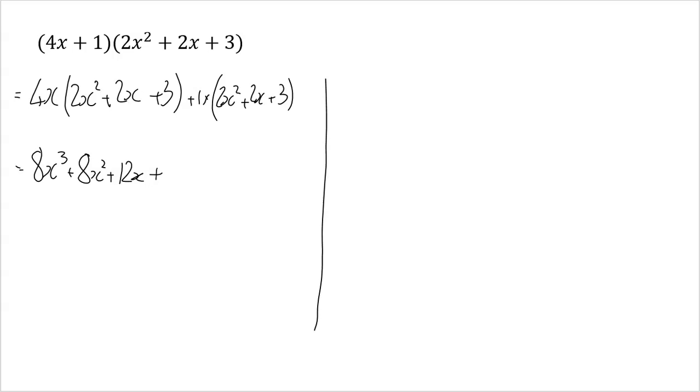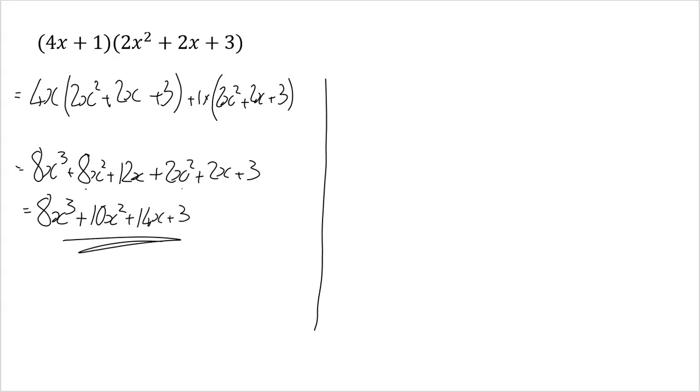I'd then have plus 2x squared plus 2x plus 3. The whole bracket is just multiplied by 1. Then we'd gather each of our terms together. So I'd have 8x cubed. I've got plus 8x squared plus a 2x squared, so I'd have plus 10x squared. I then got a plus 12x and a plus 2x, which are going to be plus 14x. And then my plus 3 at the end there. So there you go. That's what it would be using that expansion method.